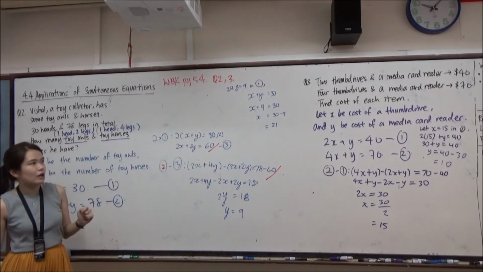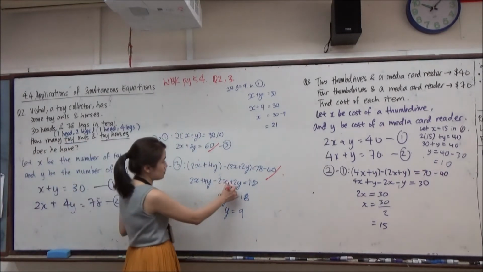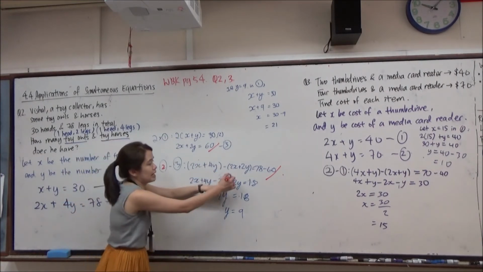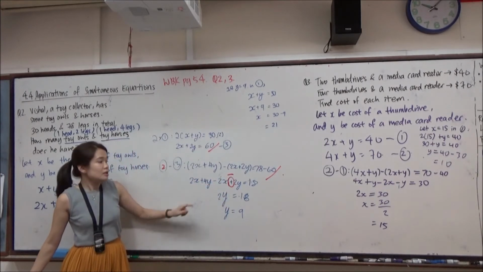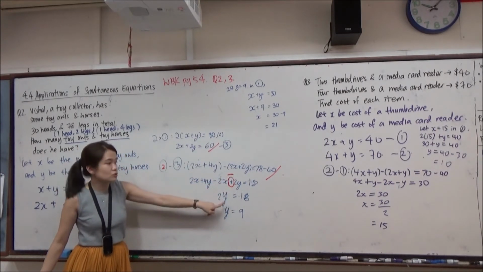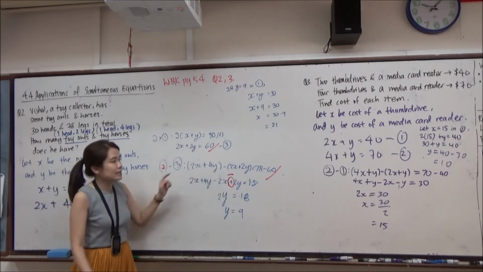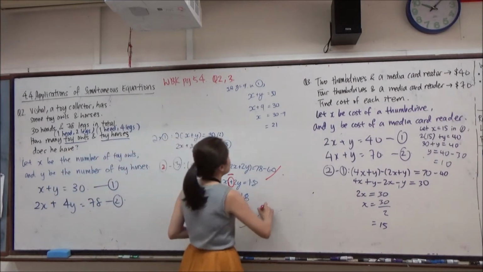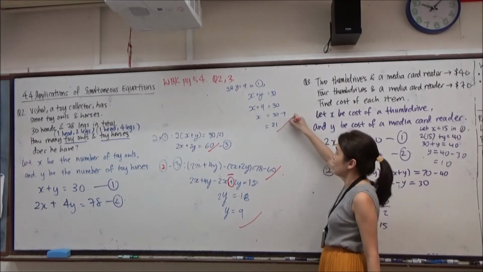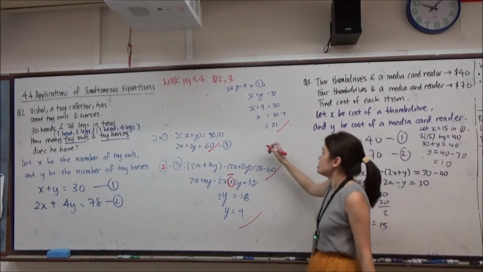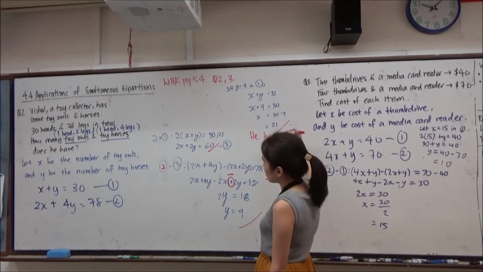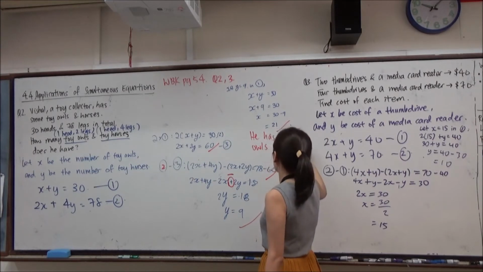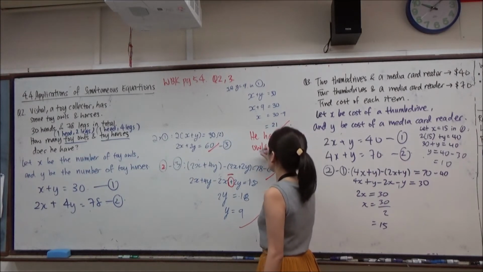However, I want to point out that although our final answers are correct, this step over here is not right. It should have been a minus, and plus becomes a minus over here, so that 4y minus 2y is actually 2y. You need to be careful when you open up the brackets. Here, y equals 9, and putting it back into equation 1, we get x equals 21. So he has 21 toy owls and 9 toy horses.